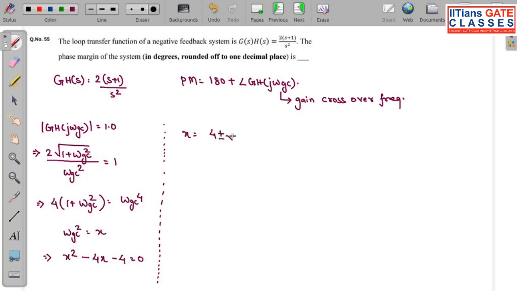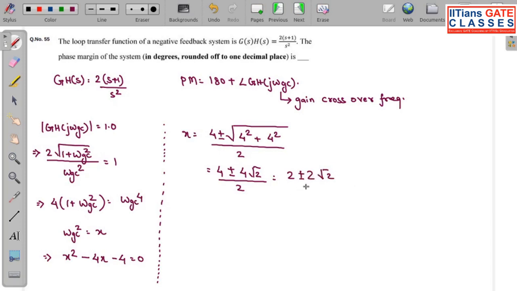So x is equal to 4 plus or minus the square root of 4 squared plus 4AC, where A is 1 and C is minus 4, divided by 2. So this will be 4 plus or minus 4 root 2, divided by 2. I can write it like this. There will be two values: 2 plus or minus 2 root 2.